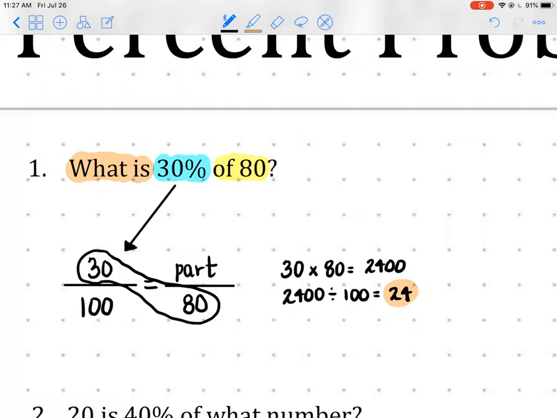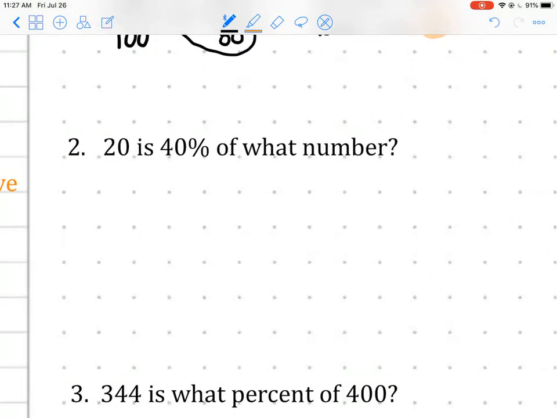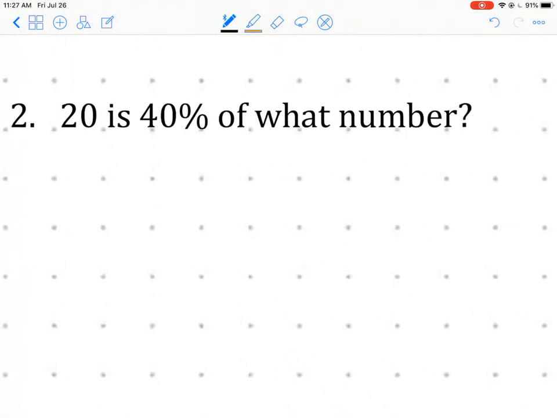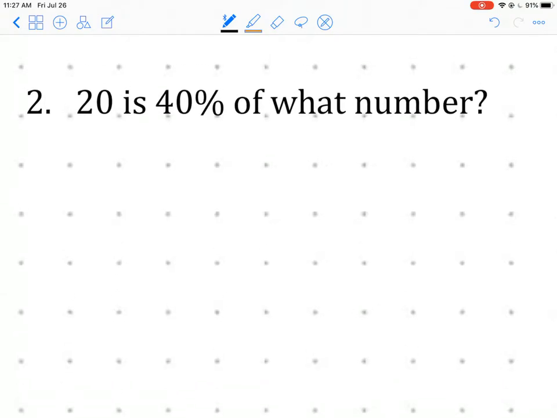Now, in just a minute, when we do word problems, we'll actually make stories that make sense. But for now, I just want you to learn how to solve the basic problem, and then we'll look at the harder stuff. Okay, number 2. 20 is 40% of what number?